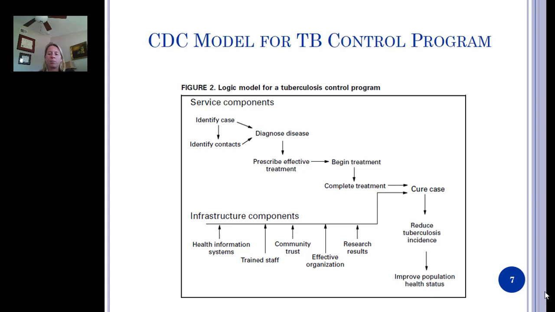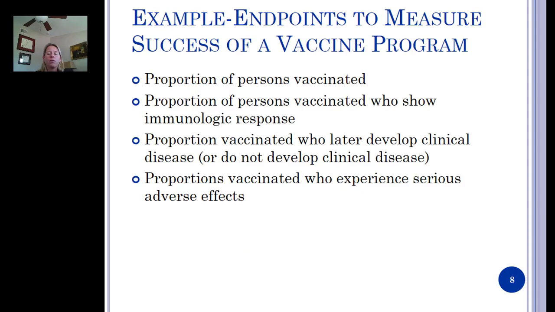So depending on the type of program review, the measure or the endpoint may vary, right? For example, if we are interested in evaluating how successful a vaccination program is or was, these are various sort of endpoints that one may be interested in measuring. So one endpoint might be, what was the overall proportion of persons who were vaccinated? Another endpoint may be, among those persons who were vaccinated, who actually demonstrated some immunologic response.